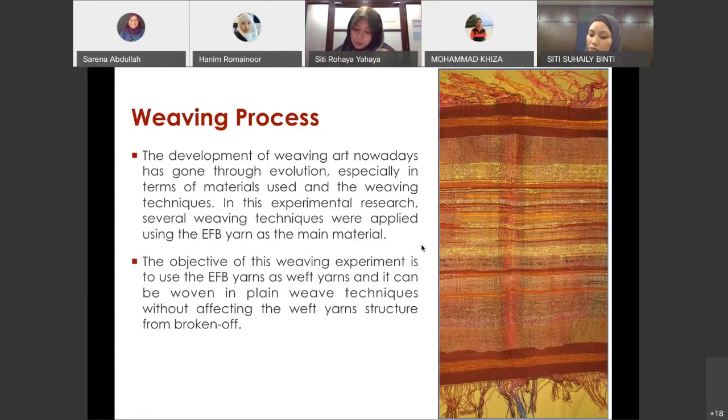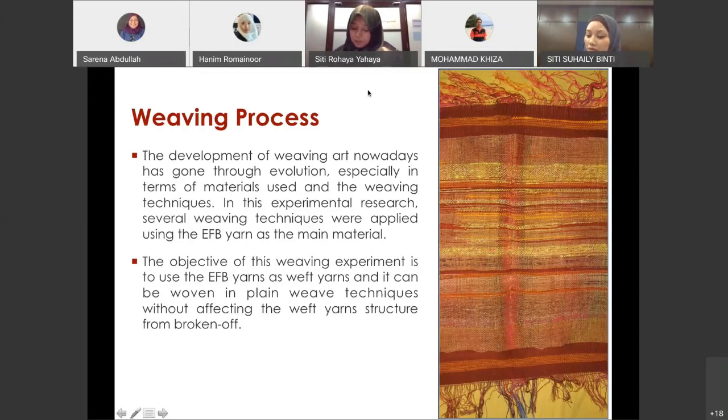In this research, we tried several steps and several tests. Not only did we use it for weft, we also used it for warp yarn. However, EFB yarn is not suitable as a warp yarn because the single yarn strands are easily broken during the weaving process. So I can say that it can only be used as weft.